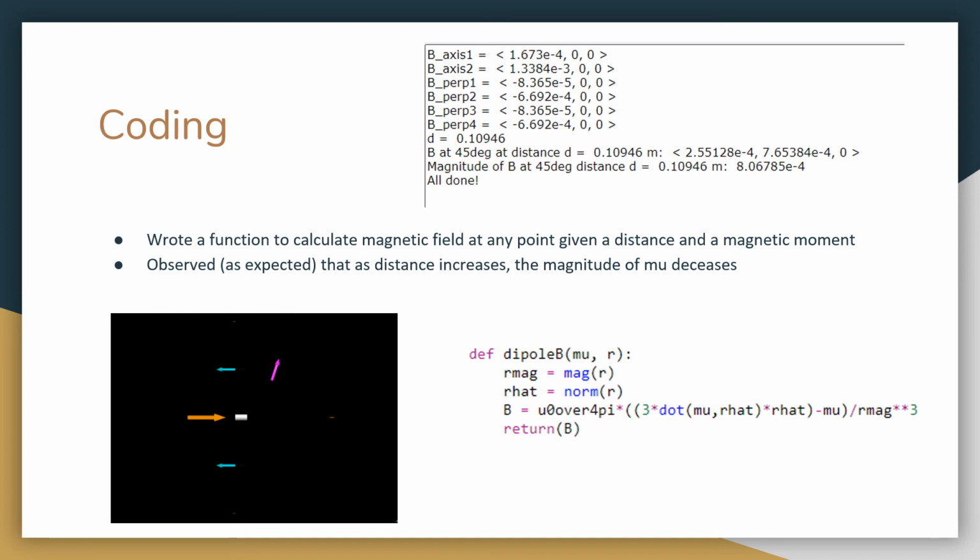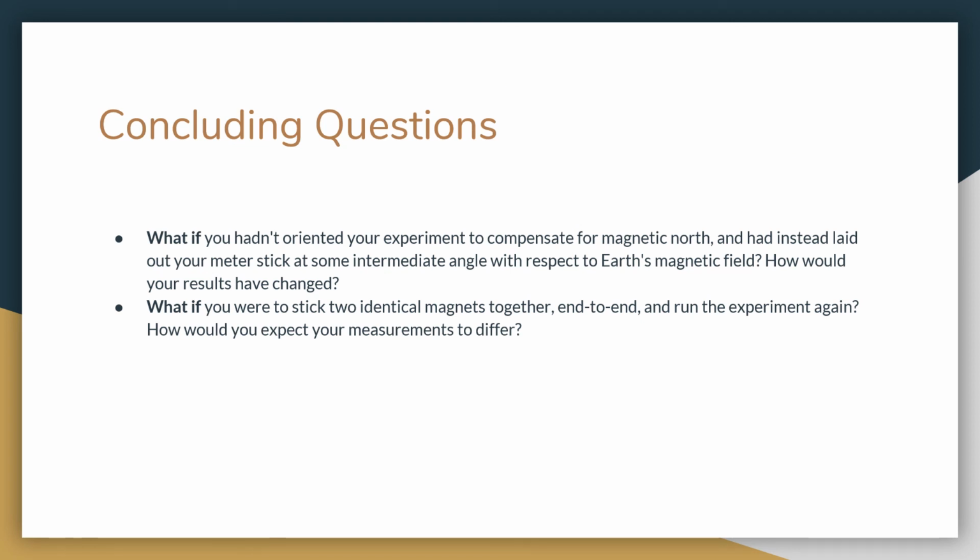As expected, as the distance between the magnet, which is represented as this white cylinder thing, and the observation location increases, the magnitude of the magnetic field decreases and the arrows become smaller. The final part of the coding portion of the lab was to calculate the expected magnetic field a distance r 45 degrees off axis, using the same r and magnetic dipole moment as the experiment. The value I calculated was 8.06 times 10 to the negative fourth Teslas, which is larger than my experimentally calculated value. To conclude, I'll answer a few questions.